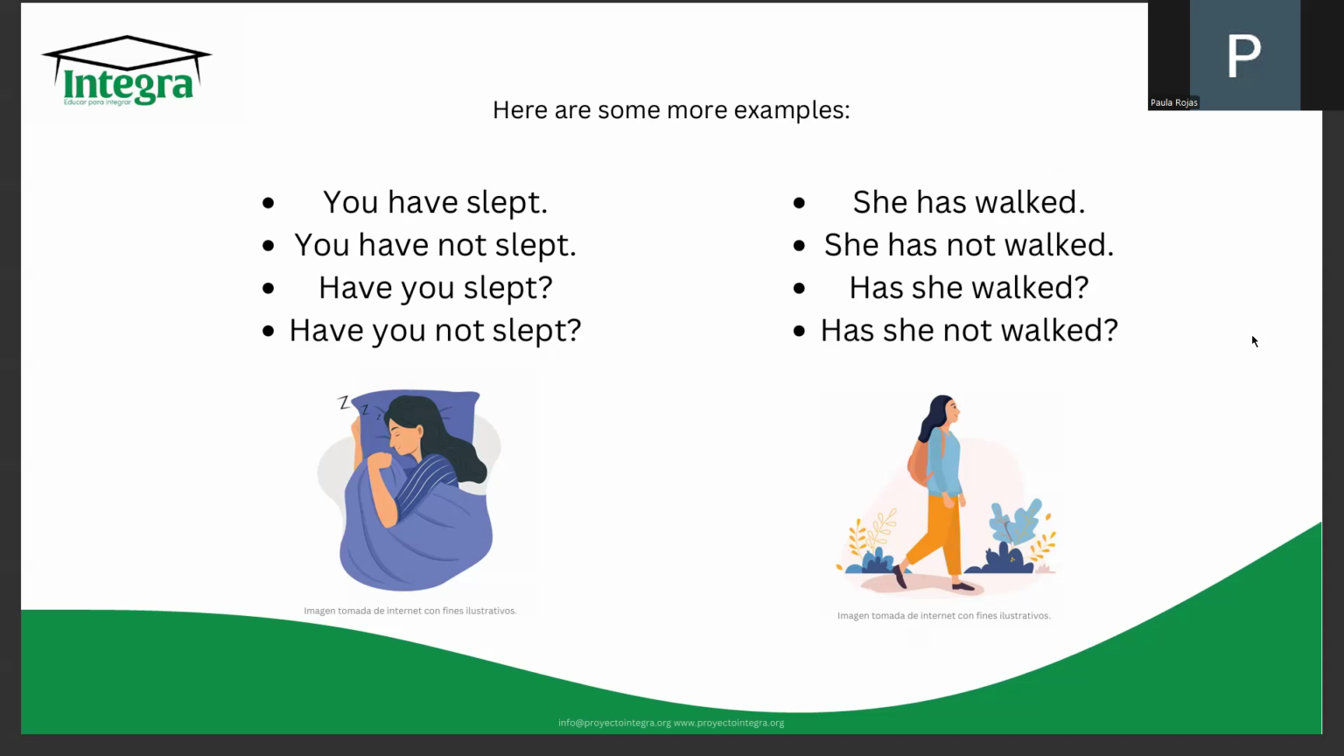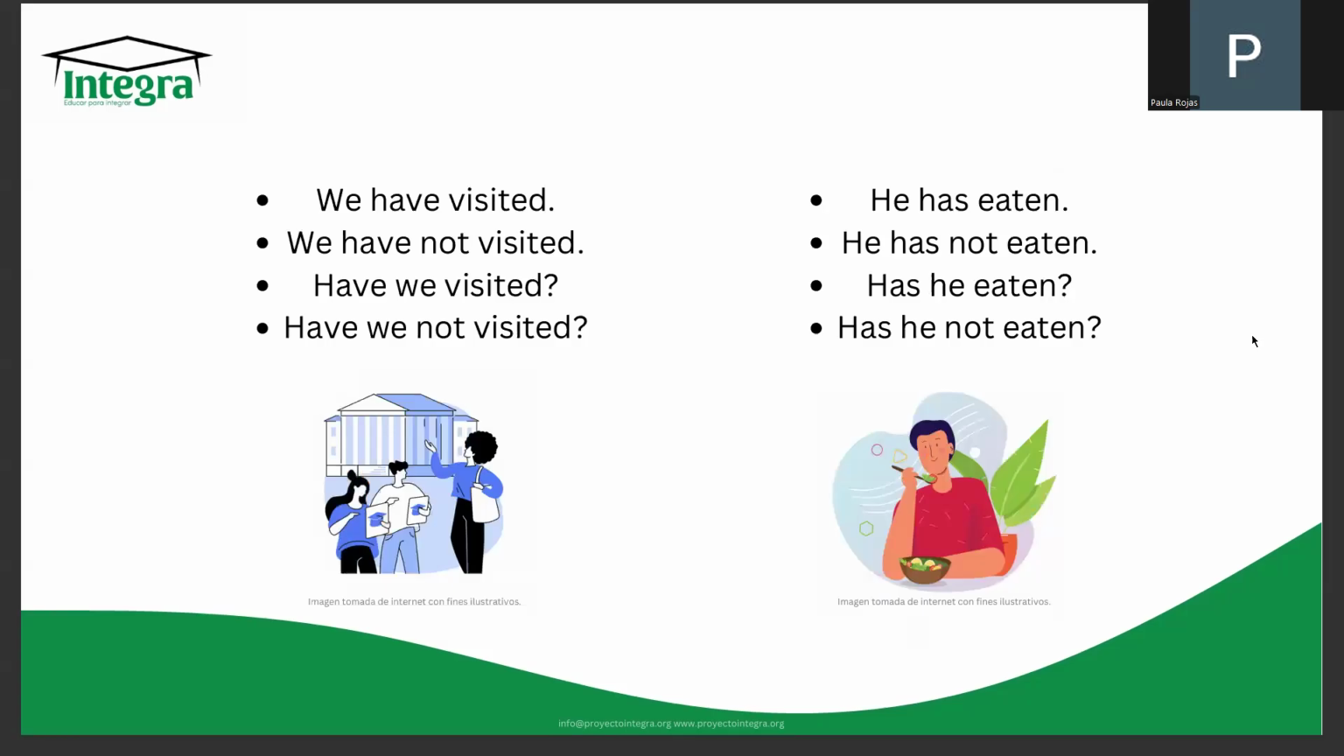Then we have the verb walked or walk, which is the root. She has walked and she has not walked. This being the same, just adding the word not to make it negative. And then we have has she walked and has she not walked. These two are the same. We just add the word not to make it negative, right?